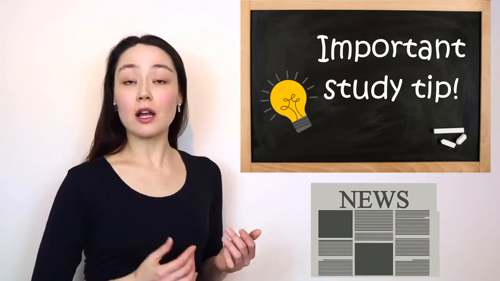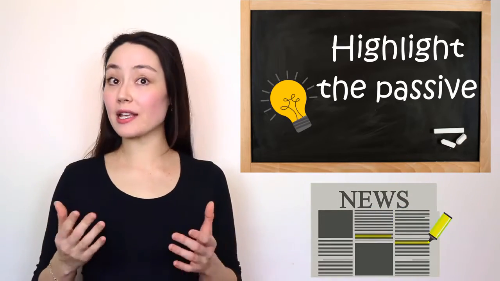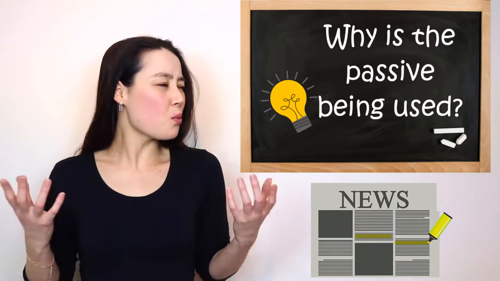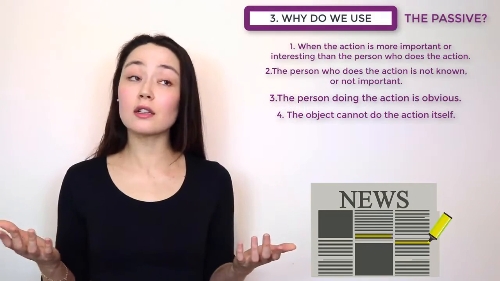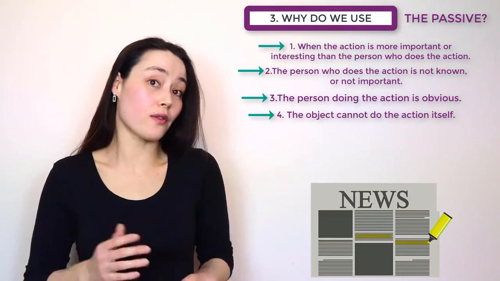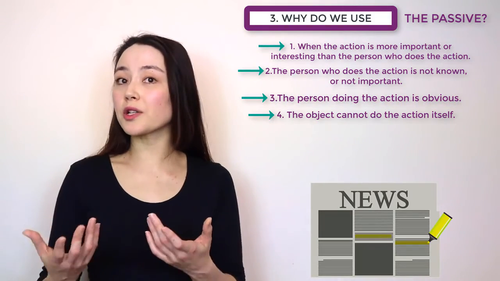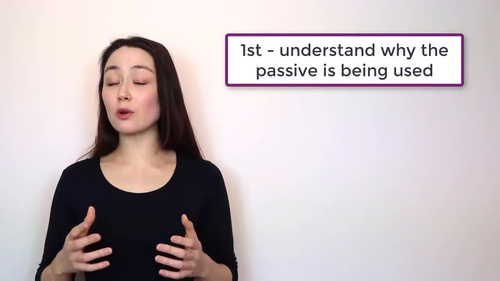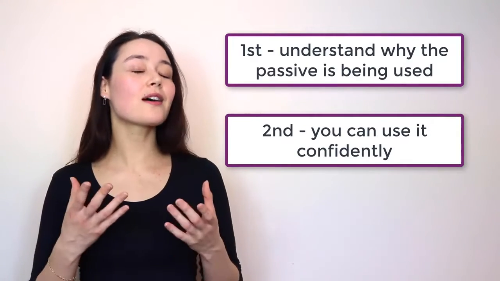In a newspaper, I want you to highlight any form of the passive you see. I want you to ask yourself, why is the passive being used? Is it reason 1, 2, 3, or 4? You can also do this when you're watching a film. Use the subtitles to help you. Once you understand why the passive is being used, you can start using it confidently.